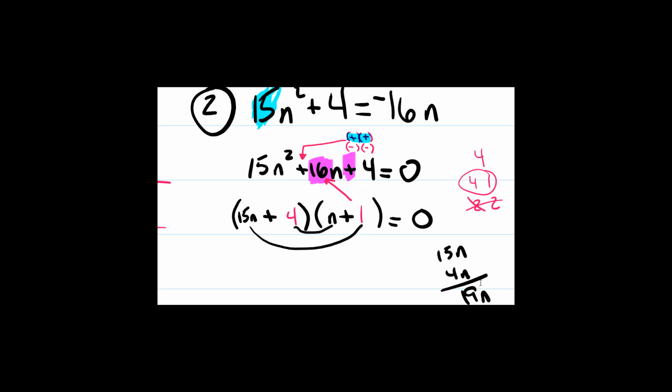So that means I'm going to start completely over. This first term, the 15n and n, that is not going to work. 15 and 1 are not my two factors. So 15 and 1, they're out.